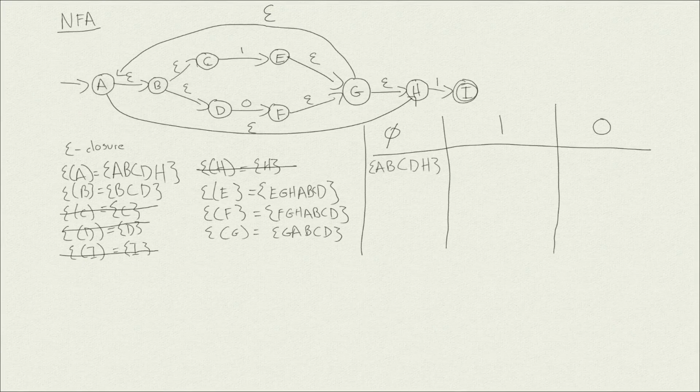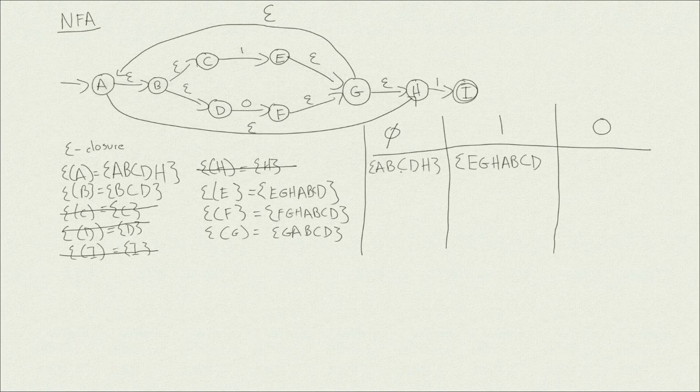So for C, the answer is it can go to E, G, H, A, B, C, D, because it went through 1, therefore it can go through all epsilons. You can't do it the other way around. You can't go through an epsilon, then 1, and then go through epsilons. That doesn't work. You must go through the state, then you can go through all epsilons. So from C, we can go to E, G, H, A, B, C, D.